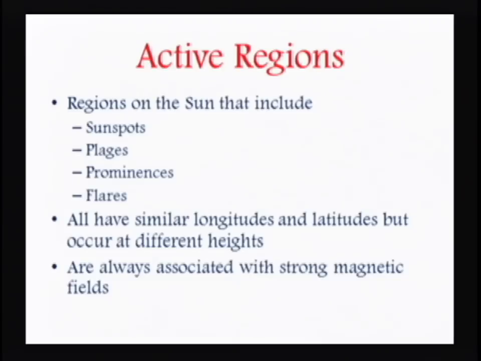So besides sunspots, we have plages, we have prominences, we have flares, all these wonderful things that occur 93 million miles away from us and have a tendency to influence what's going on here on the Earth. They all have similar longitudes and latitudes, but they occur at different heights within the atmosphere. So they're located in the same general area, but they're sitting on top of each other. And as I said before, they are always associated with a very strong magnetic field.